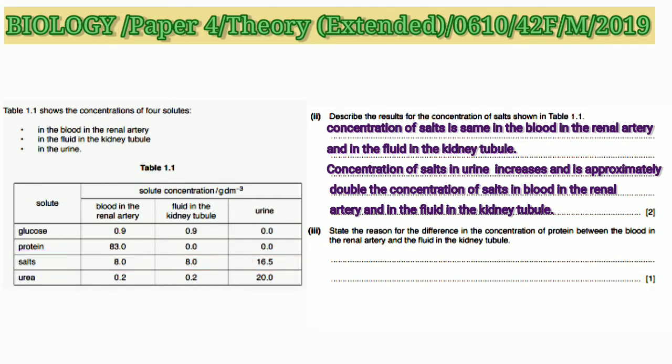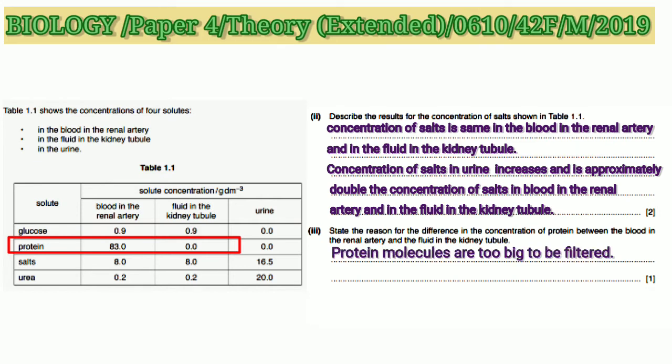Next question. State the reason for the difference in the concentration of protein between blood in the renal artery and the fluid in the kidney tubule. We can see concentration of proteins in blood in the renal artery is 83 gram per dm cube, and that in the fluid in the kidney tubule is 0. And the reason is protein molecules are too big to be filtered.